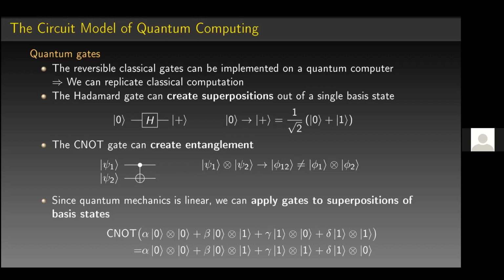And since quantum mechanics is linear, you cannot just apply gates to basis states, but you can apply them to arbitrary superpositions of basis states. So for example, if I take again the most general 2 qubit state being a superposition of all 4 basis states, you can directly apply the CNOT gate on all of them. And you see the first 2 terms in the superposition stay untouched, whereas in the second two terms, the second qubit is flipped because the first qubit, which is the control, is a 1.